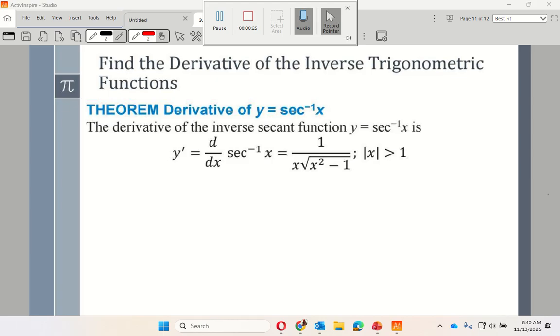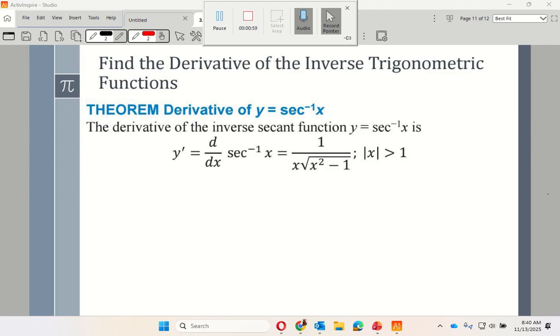All right. So, derivative of the inverse trigonometric function for arcsecant. Arcsecant. So y prime is equal to d/dx. So the derivative of inverse secant of x is going to be 1 over x times the quantity square root of x squared minus 1, where the absolute value of x has to be greater than 1.